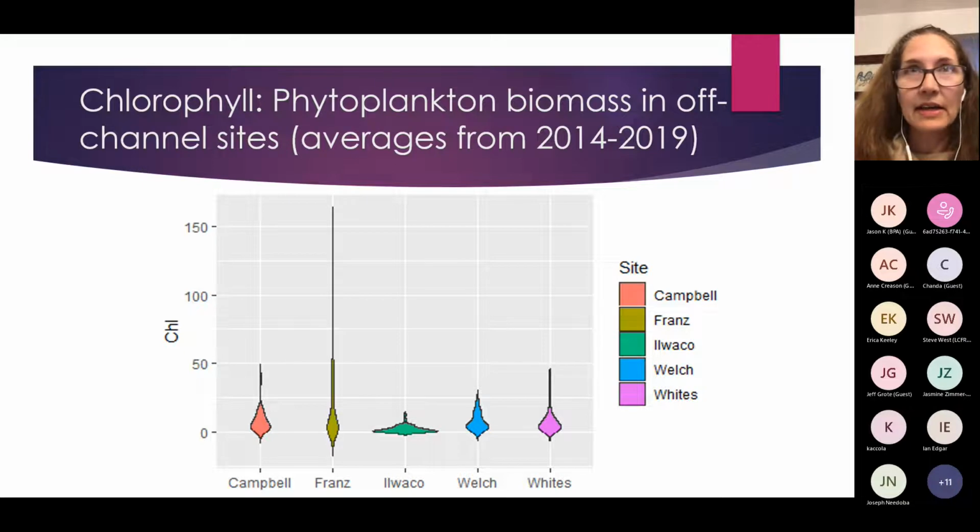This is where we see cyanobacteria blooms or even high amounts of other types of algae in the summer months, when you get a separation from the main stem. You get that retention that leads to higher biomass building up, and those tails are very, very high. Typically chlorophyll would be less than 10 micrograms per liter, and in some cases at Franz it gets up as high as 100 for short periods of time. The lowest is always at Ilwaco, closest to the river mouth.